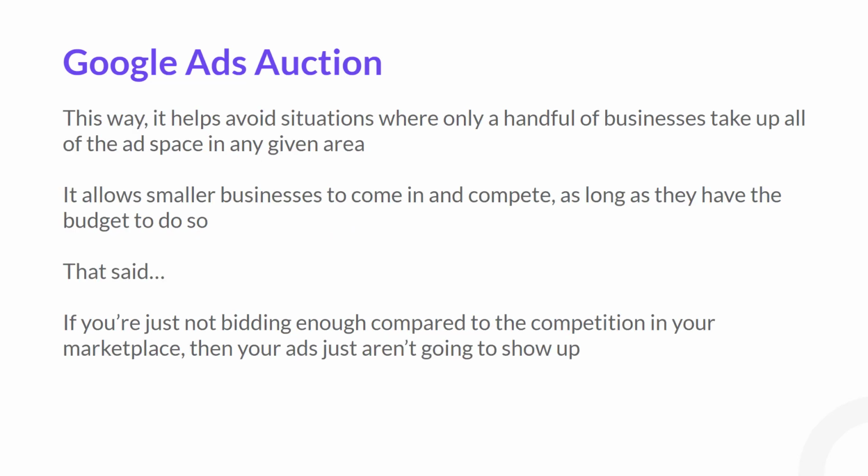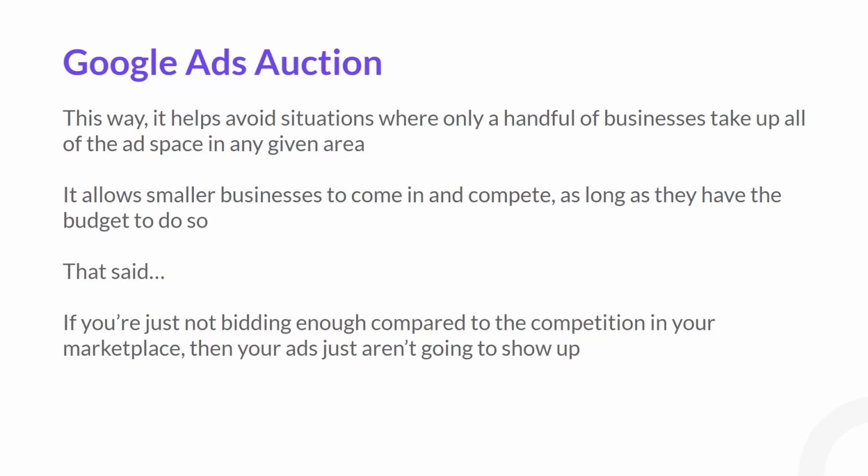That way it helps avoid situations where you only have a handful of businesses taking up all the ad space. Because if it was only based on who's bidding the most, all you would see is 1-800-JUNK, Junk King, College Hunks, Hauling Junk, all the big national competitors. They would just take up all the ad space if it was all just bid related. And the great thing about this is it allows smaller businesses to come in and compete, as long as you do have the budget to do so.